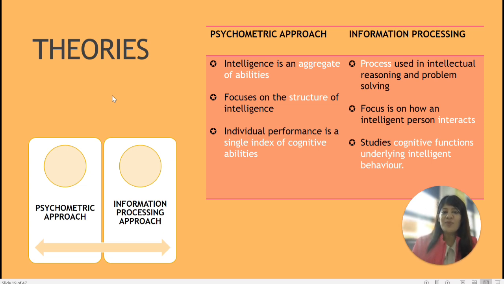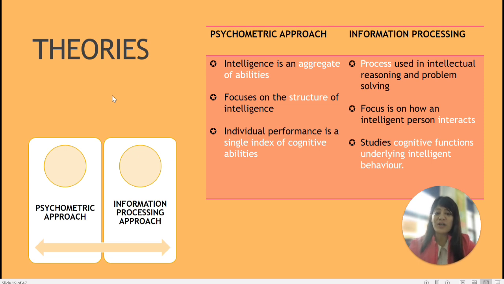Two intelligence theories. So the psychometric approach said that intelligence is an aggregate of abilities. That means that intelligence has to do with a certain specific set of abilities that you might own. On the contrary, information processors said that it is not to do with the number of intelligences that we own. However, it is to do with the process we choose to solve problems or to overcome challenges that we experience in our daily life.